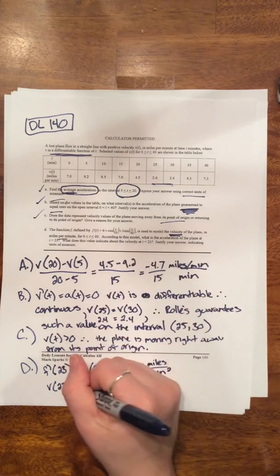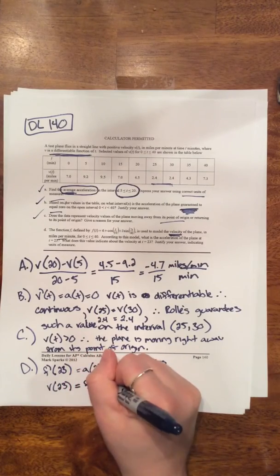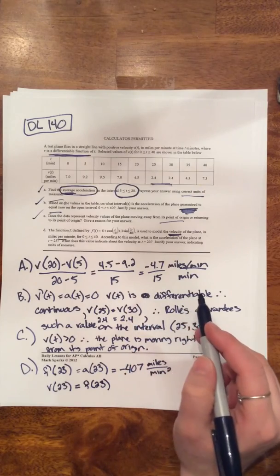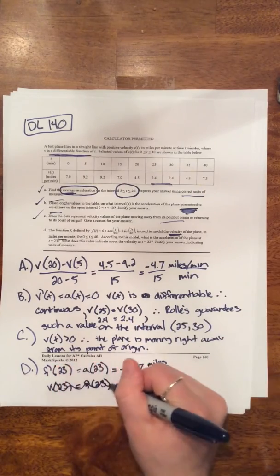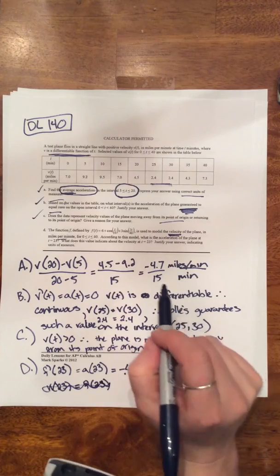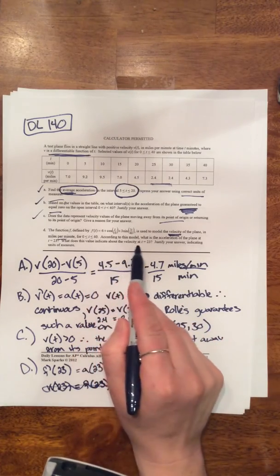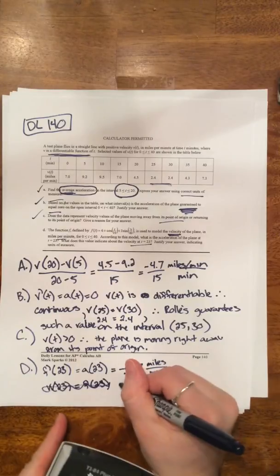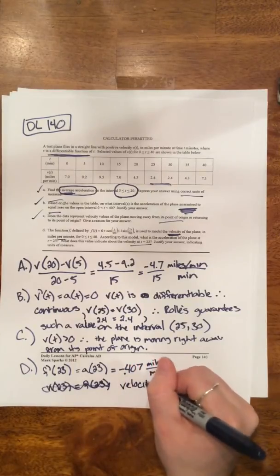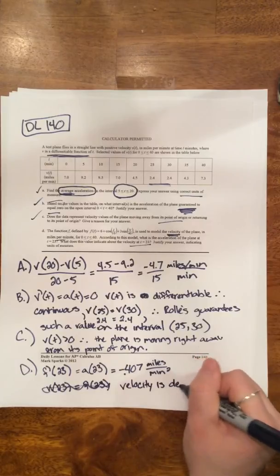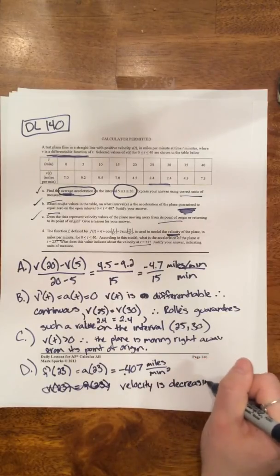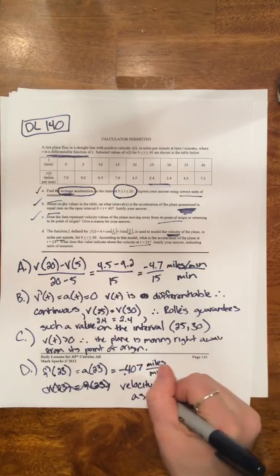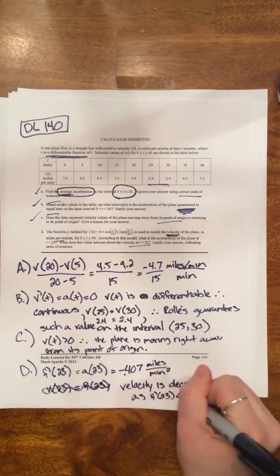Velocity at 23 would be f of 23. I don't even need to do that. I was going to do some stuff if it was talking about speed. If I see acceleration as negative at t equals 23, that means velocity is decreasing, as f prime of 23 is less than 0.